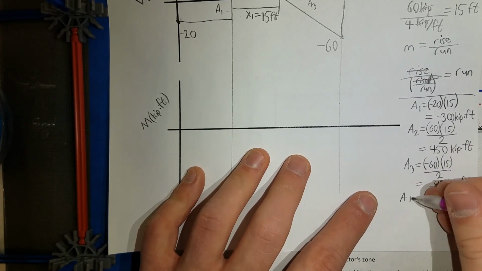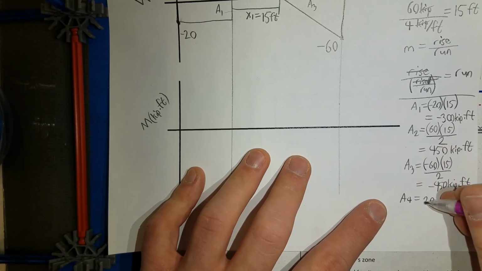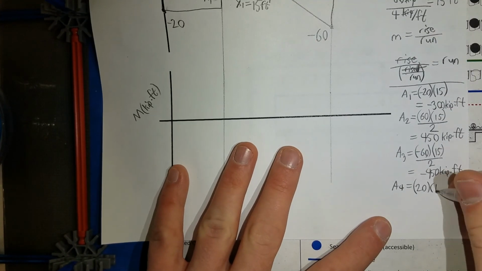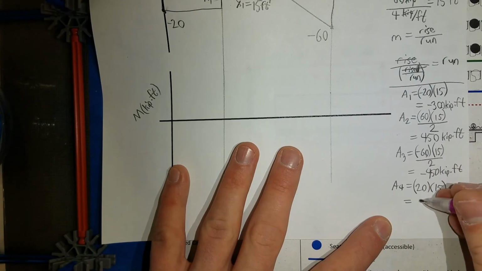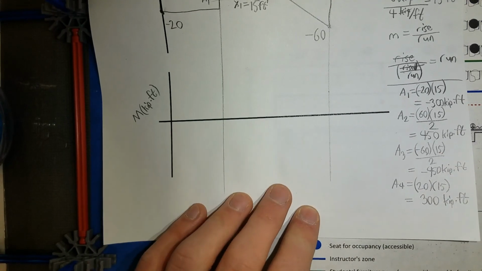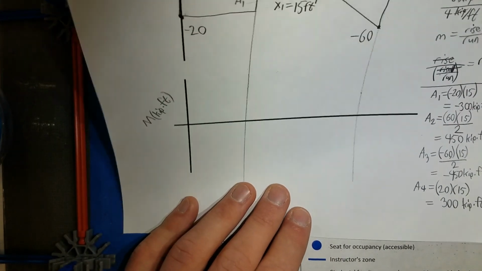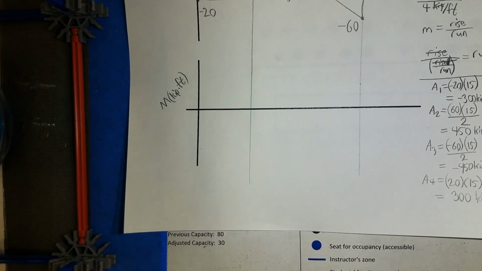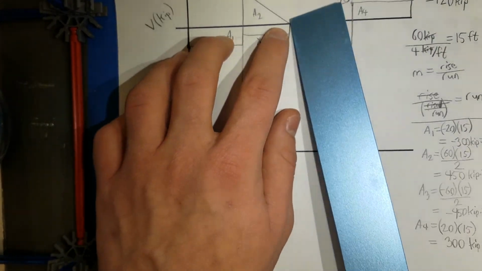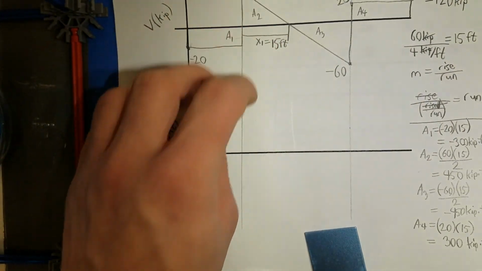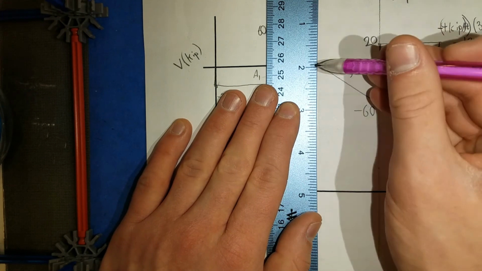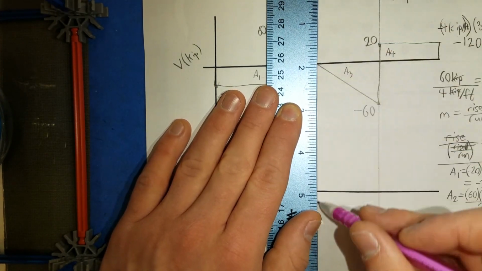And lastly, A4 is going to be equal to a positive 20 in shear times 15 feet. And we're going to get a positive 300 kip foot change in moment. Okay, so now we have the areas. We know what our total changes and everything are. So when we look at this diagram, one thing I'm going to do is I'm going to draw another line from the shear diagram down here to the moment diagram. And I would suggest that when you're working on your diagrams, you do the same. Because where the shear equals 0 is an important part for the moment.